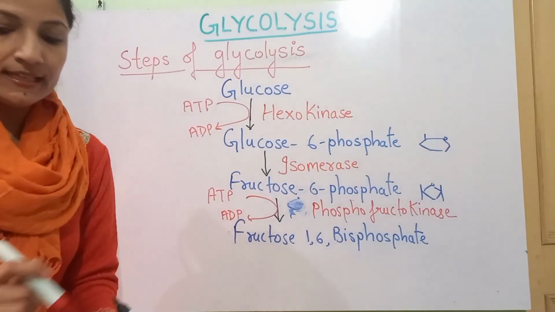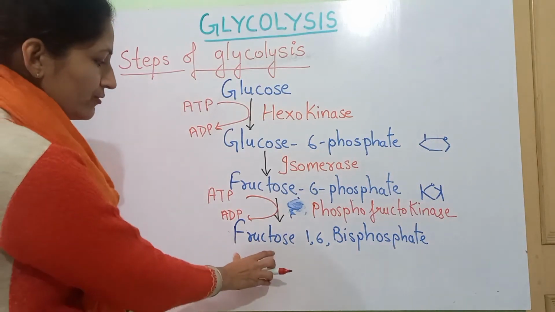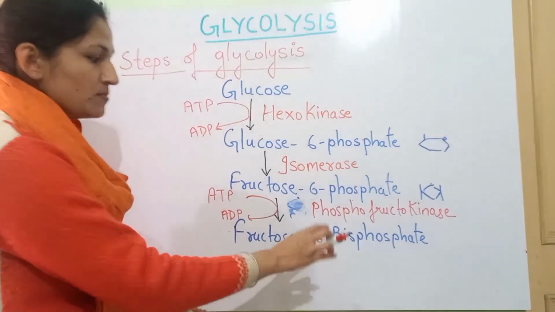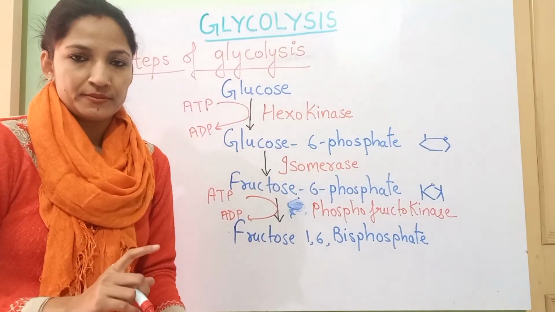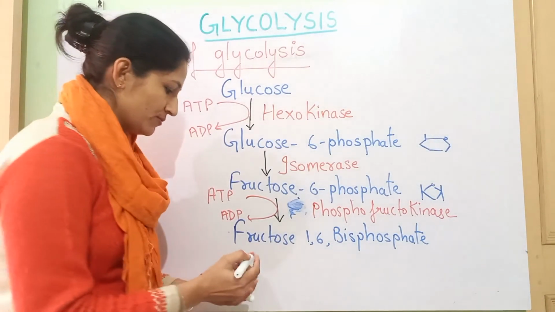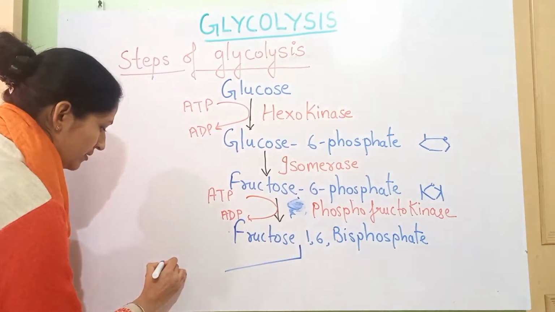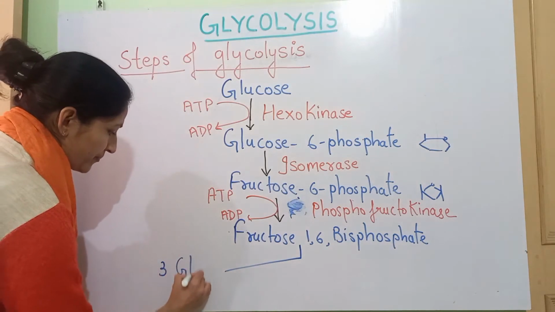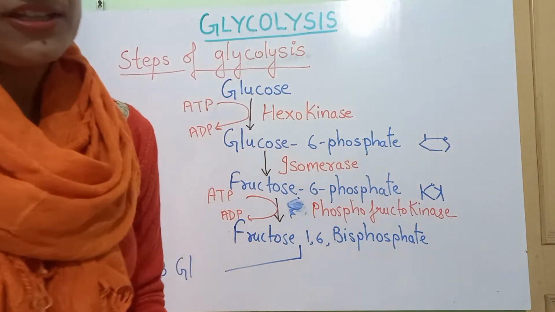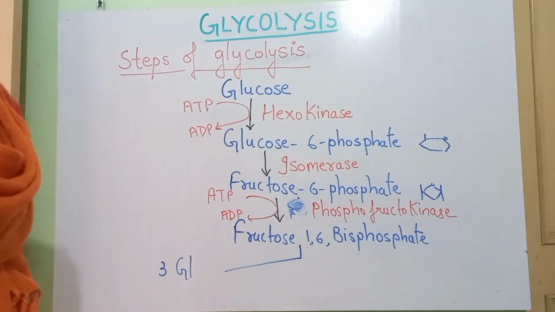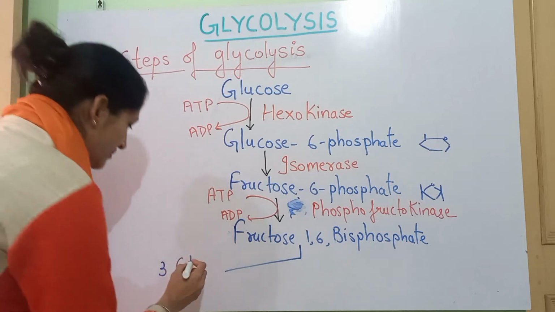Fine. In our next step, the splitting of this molecule is going to occur. Fructose 1,6 bisphosphate splits into two molecules of 3 carbon. Okay, what are those molecules? This splits into 3-phosphoglyceraldehyde. It is going to form 3-phosphoglyceraldehyde. Okay, or 3 glyceraldehyde phosphate.